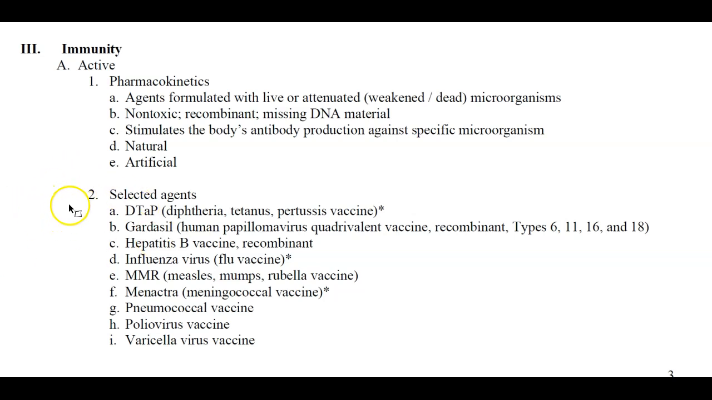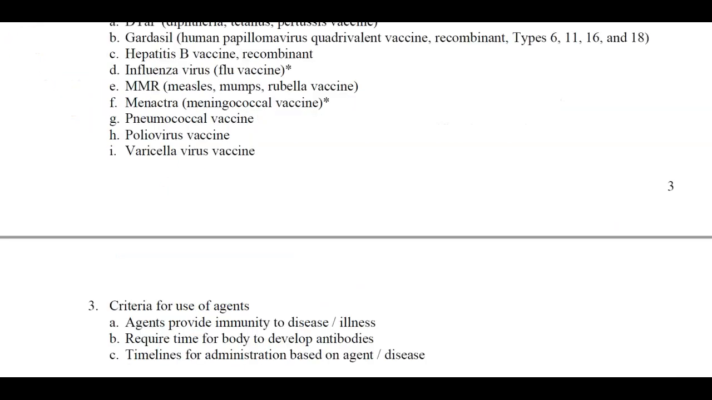Some agents for active immunity include your DTaP, your diphtheria, tetanus, and pertussis vaccine. Pertussis is basically whooping cough. This is a type of active immunity agent. Other examples include our seasonal flu vaccine or influenza virus. Then we also have Menactra or meningococcal vaccine, which prevents meningitis. These vaccines or agents provide immunity to diseases or illnesses.